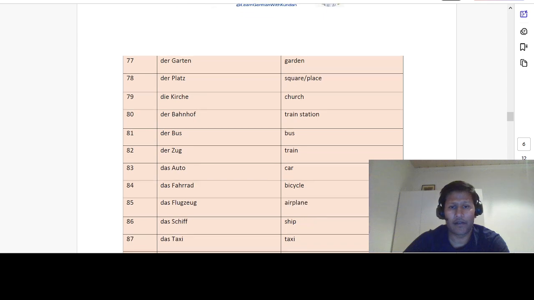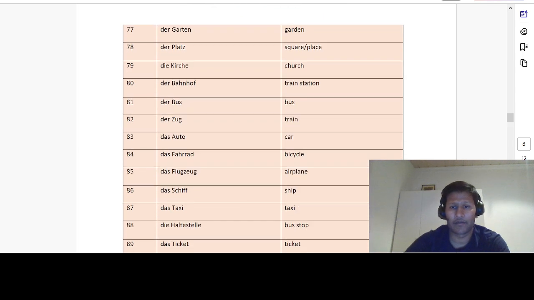And then der Garten, this is garden. And then der Platz, that is place, square. Die Kirche, that is church. And then der Bahnhof. The train station is called der Bahnhof. Very common word you will see here a lot.